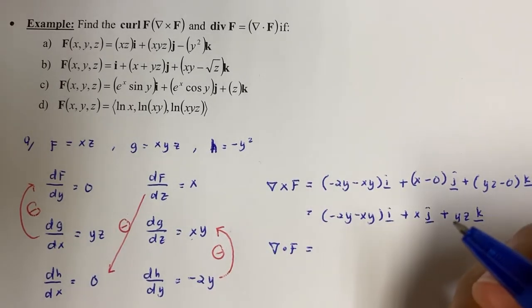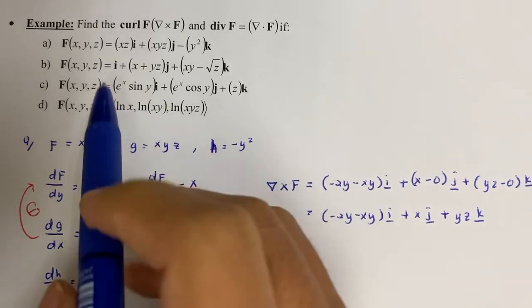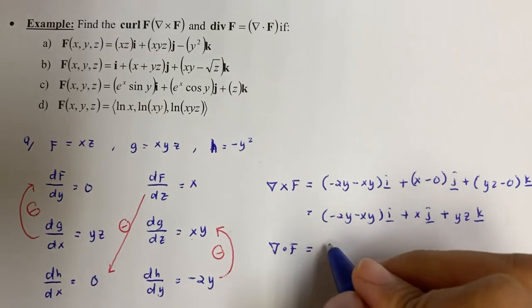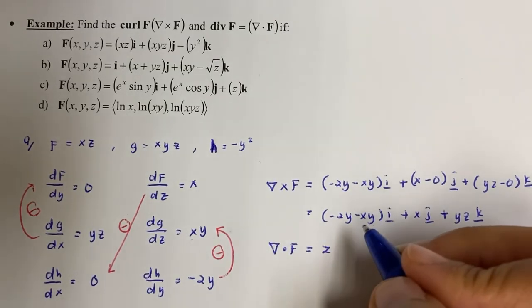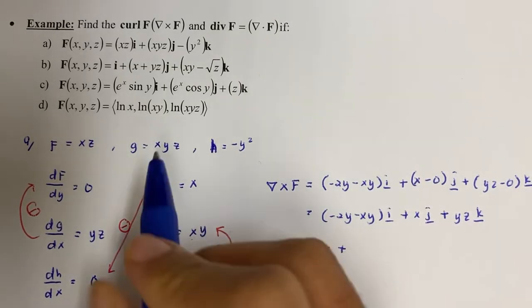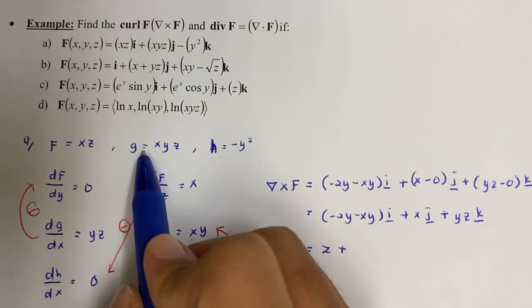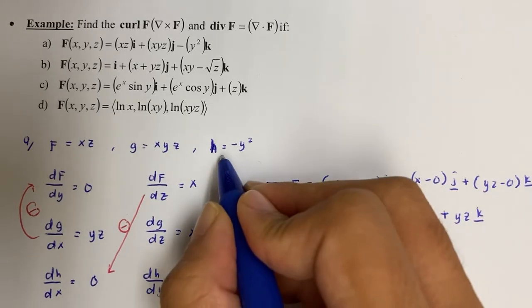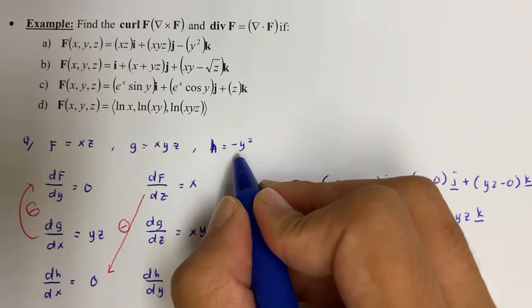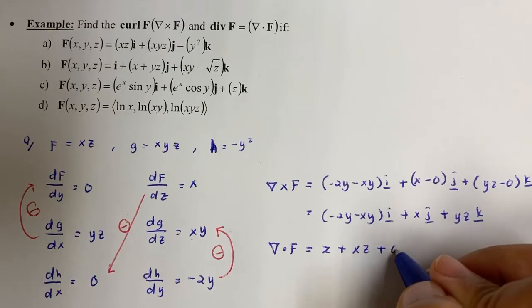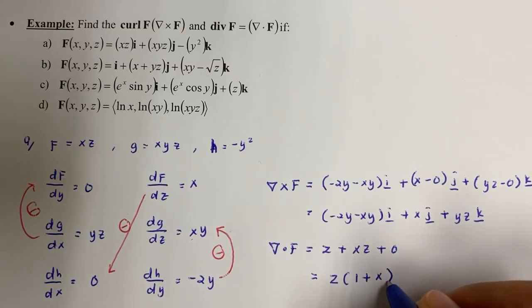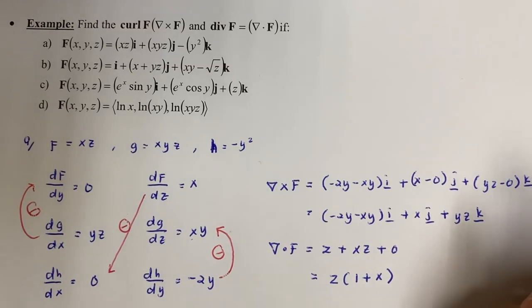And for divergence, nabla dot product with F. This is very simple. You have a scalar. Differentiate f with respect to x, you have z, only z. You don't have ijk. Plus dg/dy, so xz, plus dh/dz. You don't have any z here, so it is equal to 0. So the final answer for divergence is z plus x. Simple.